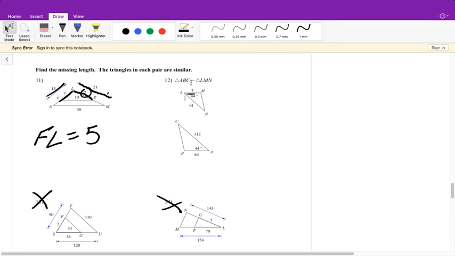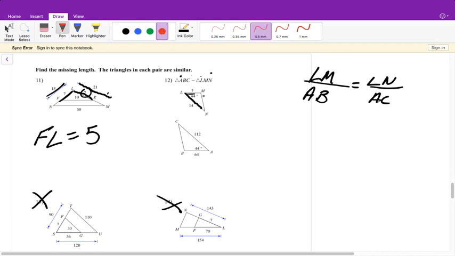Now in this case, they give me a similarity statement, so I need to read the similarity statement. Well, LM is the first 2 letters and it corresponds to AB. So I need to put LM and AB in the same ratio. The other side I'm given in this triangle is LN, and LN is the first and third. So that means it corresponds with the first and third, A and C. So LN corresponds with AC, so it could be LN over AC. Now we know that these ratios have to be equal because the triangles are similar, and they tell us that with the similarity statement. So now we just plug in what we know.